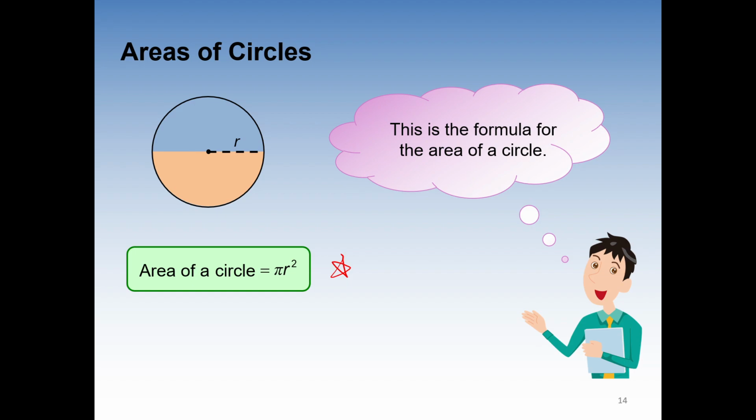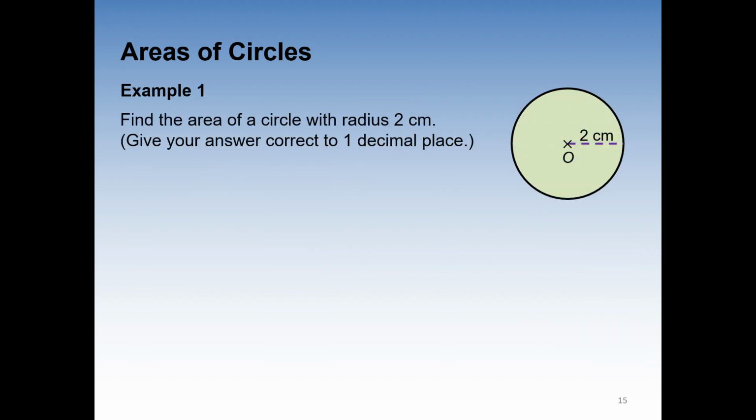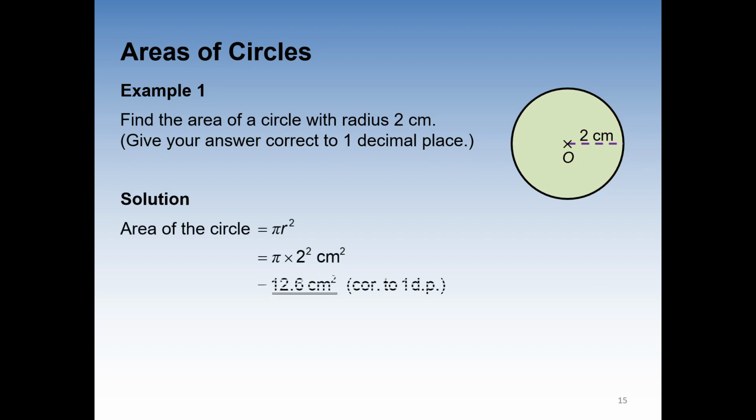And then we are going to apply this formula to find the area. So example, find the area of the circle with the radius 2 cm. So let's apply our formula. Pi r squared. In this case, pi times 2 squared. So we can use our calculator to find out the final answer, which is 12.6 cm squared.